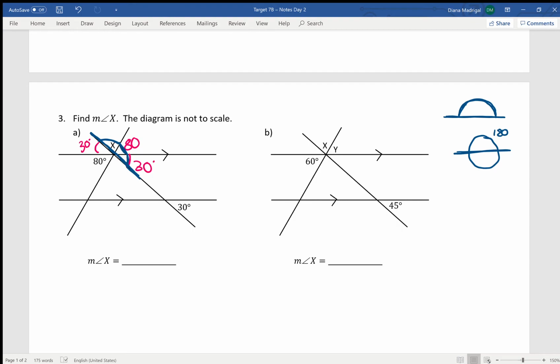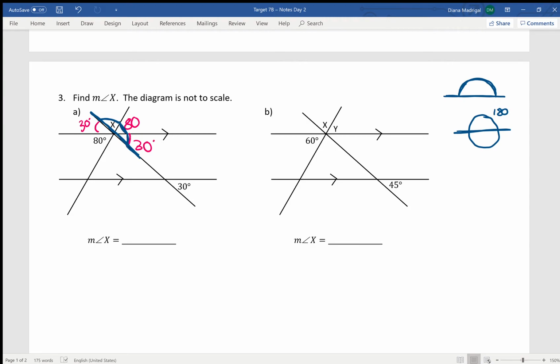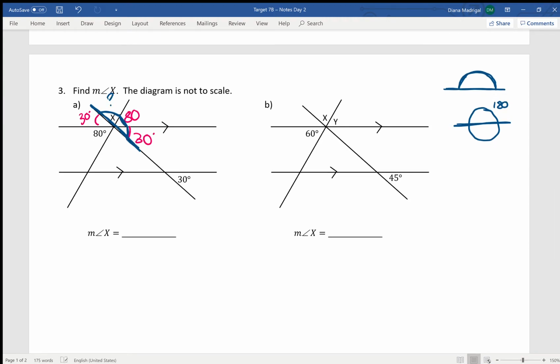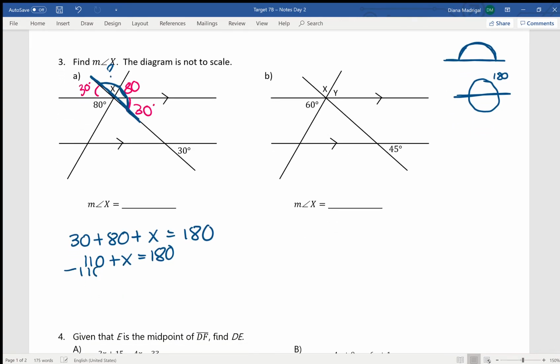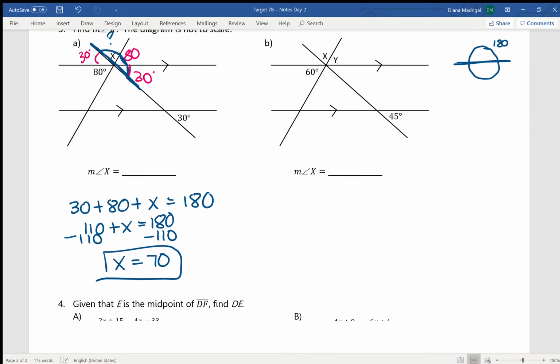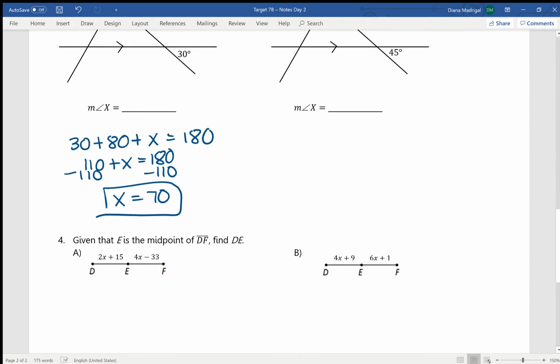All right. Since it makes a 180 and I'm still missing this side, I know there's 3 angles to it, so it's going to be 30 plus 80 plus x equals 180. I have to combine like terms, so this is going to be 110 plus x equals 180. To solve for x, I need to subtract 110 from both sides, so x equals 70. And that's how I get my answer. So try B, and again, I'll be checking B in class.